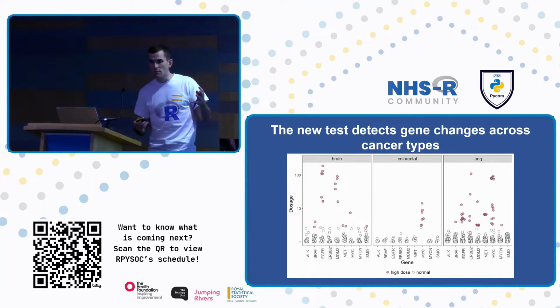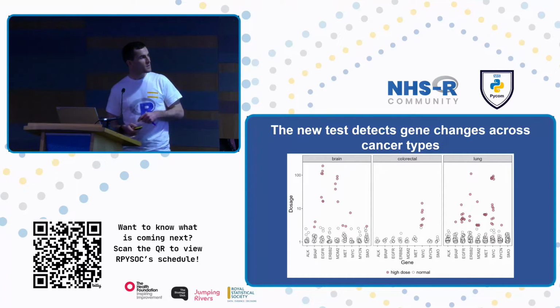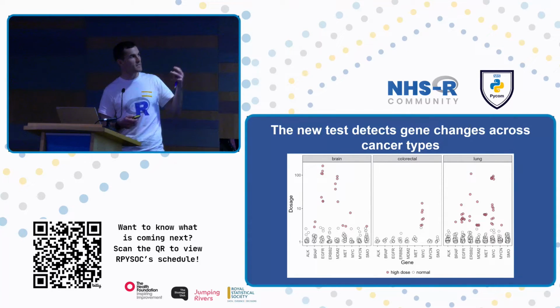As an example of the kind of stuff I was doing, this is looking at the new test detecting gene changes across different cancer types. So the x-axis is the genes we're looking at. Genes are always these capital letter alphanumeric codes. And then on the y-axis is the dosage, so the number of copies of that gene. And those x and y axes are taken from the output of the pipeline, so the Excel files.